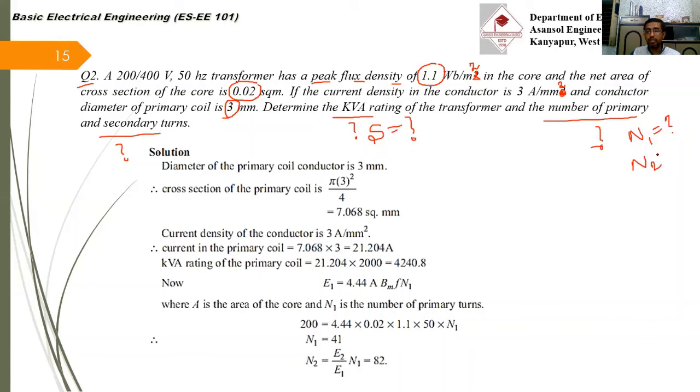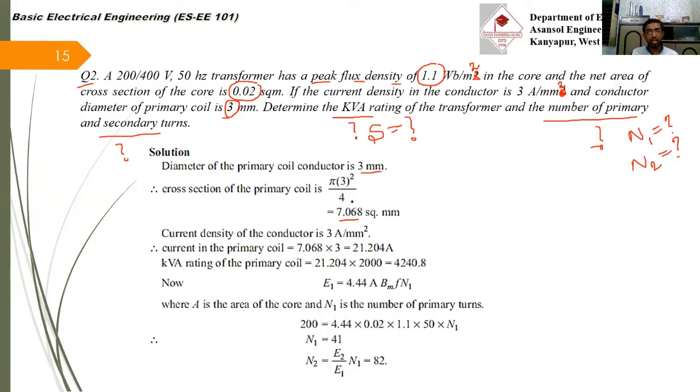Okay, so from the data given in the question, the diameter of the primary coil is 3 millimeter. So the cross section of the primary coil is pi into 3 square by 4 millimeter square. So the total value is 7.068 square millimeter, right? Because pi d square by 4 is the formula for cross section. Now the current density value is 3 ampere per millimeter square. So the cross sectional area you already found out.